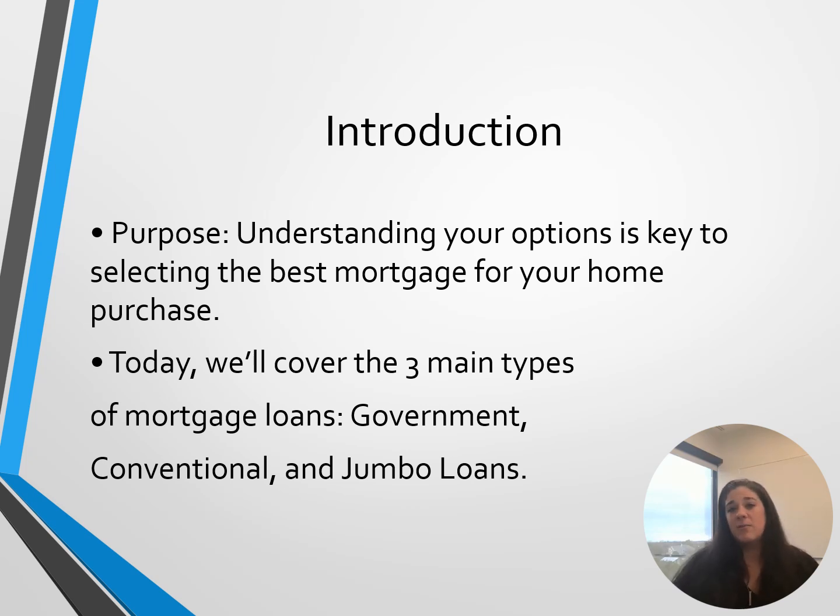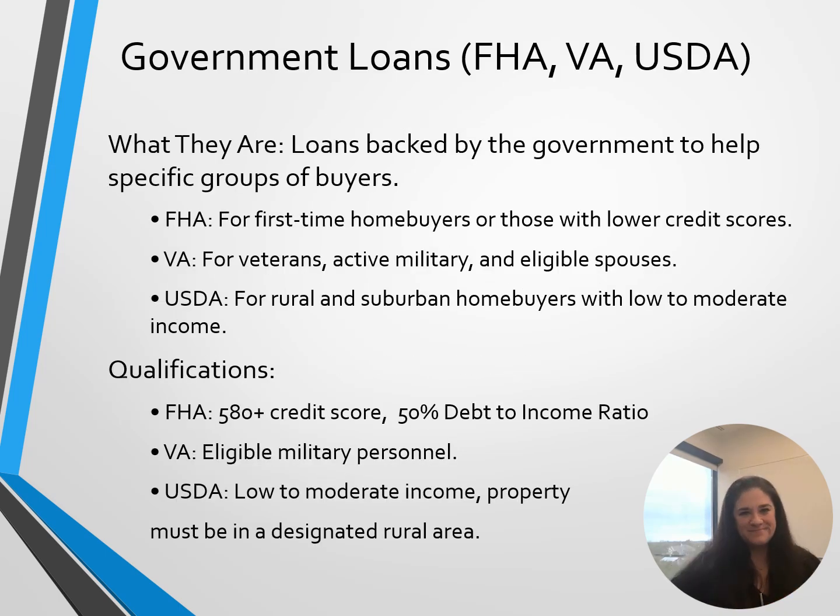We're going to talk about government loans, conventional loans, and jumbo loans. So government loans, these are FHA loans, VA loans, USDA loans, and they're all backed by the government. And so they really kind of target specific groups of people to help them fulfill the dream of home ownership. So FHA loans are really targeted for first-time home buyers and maybe somebody who has a little bit of a lower credit score and a lower down payment as well.